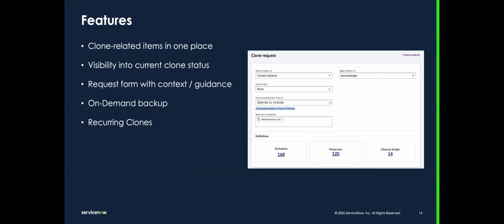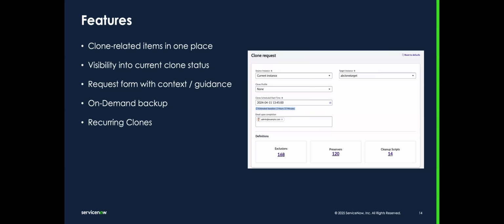The main benefit here is that it brings all the different pieces of clone into one console. So all your known preservers, exclusions, scripts, everything is in one place. And the other good thing about it is it walks you through on the clone request page. There are a lot of options under optional settings. And we have received over time a lot of questions on those. So now we have some in-context guidance in the app to explain what those options are, how they affect the data in your clone.